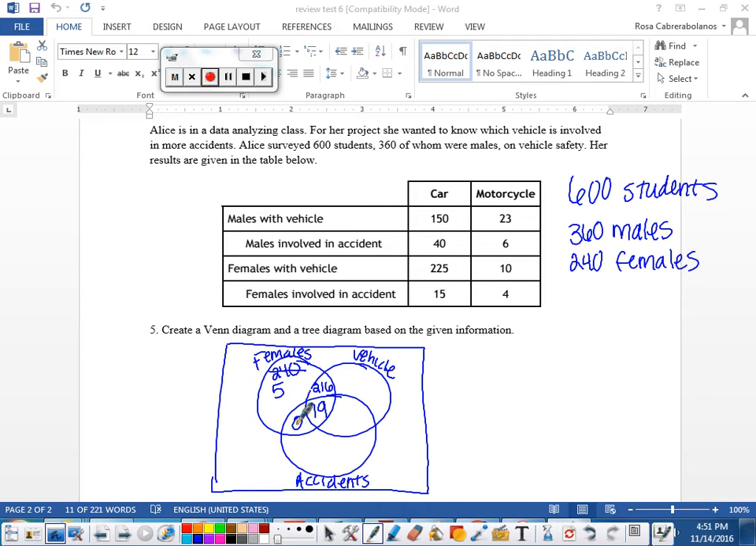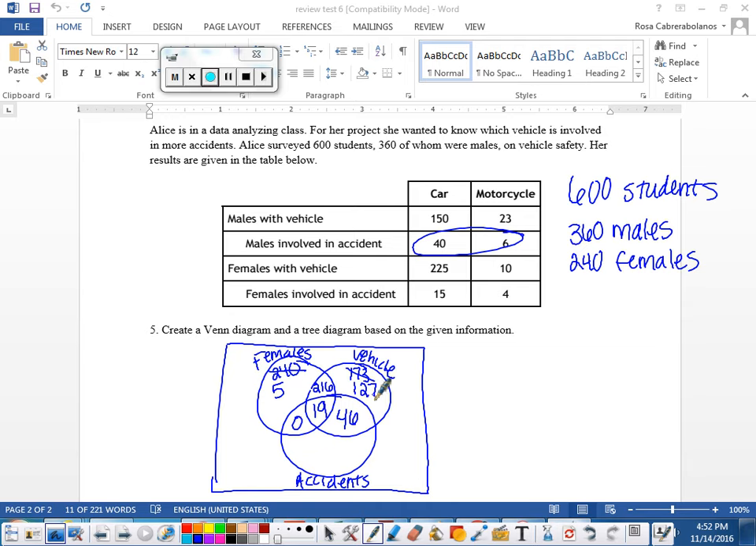Now we can talk about males because I'm already done with the circle that had females. So for this part of my diagram, I'm going to talk about males that have a vehicle. There are 173 males with a vehicle, so I'm going to put that here. And then I'm going to fill this one out. That is males with a vehicle that had an accident. That's this right here, 46. If I put that 46 there, then I have to cross this one out and subtract it. So 173 minus 46, that's 127.